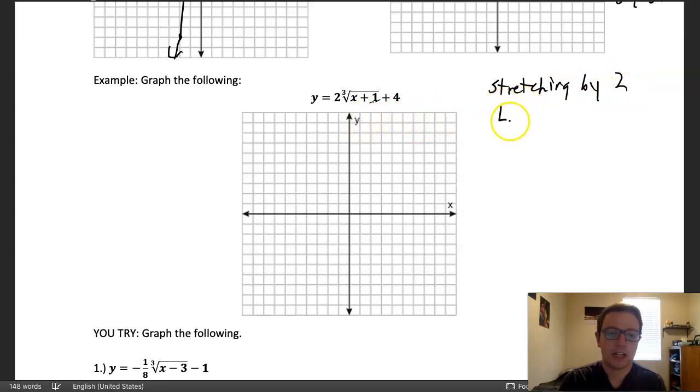The 1 tells us we're moving left 1. And the 4 tells us we're moving up 4. So let's start by graphing our parent function, that way we can adjust it.